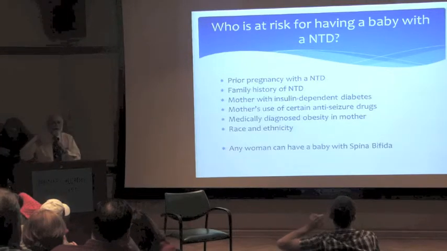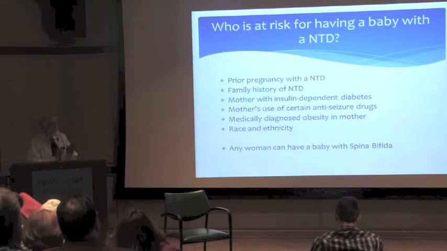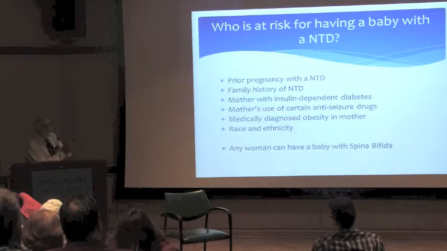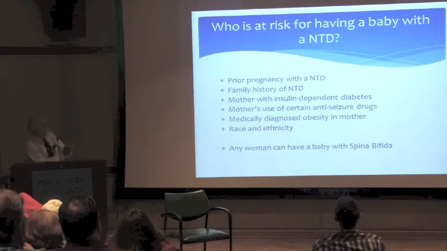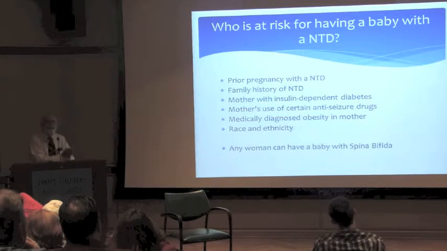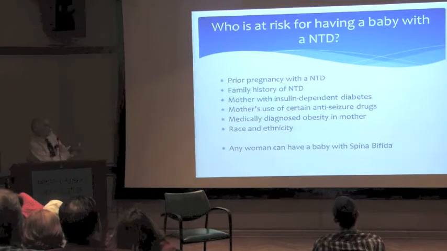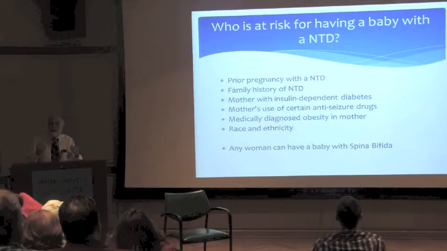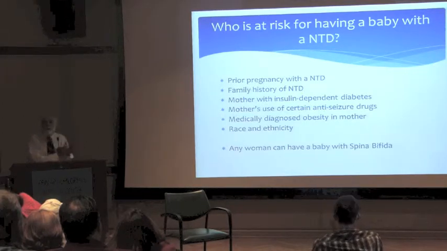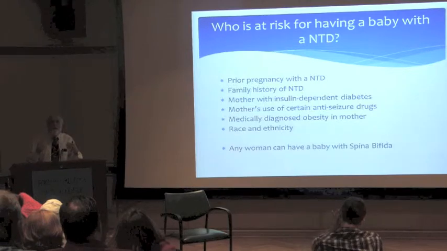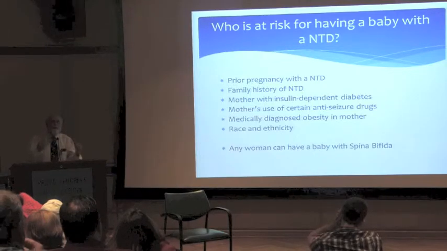I think Janice's slide is a good lead-in for the rest of the discussion because, just to put this in perspective, each of these factors or variables actually only increases the risk by a small percent, usually single-digit. So with a prior pregnancy with NTD, the risk, as Janice pointed out, is about 3%. Family history of NTD is less than 1% of an increased risk, much less than a doubling. A mother with insulin-dependent diabetes doubles the risk for the baby having a neural tube defect of some kind.